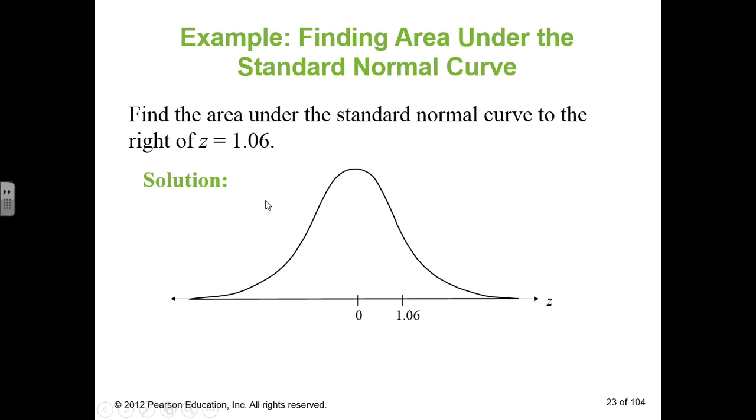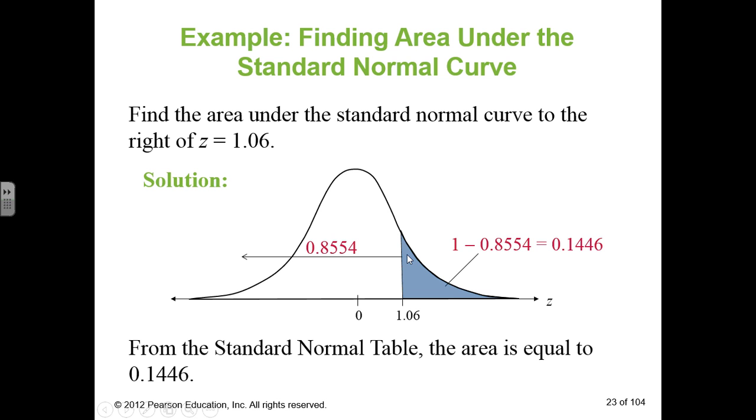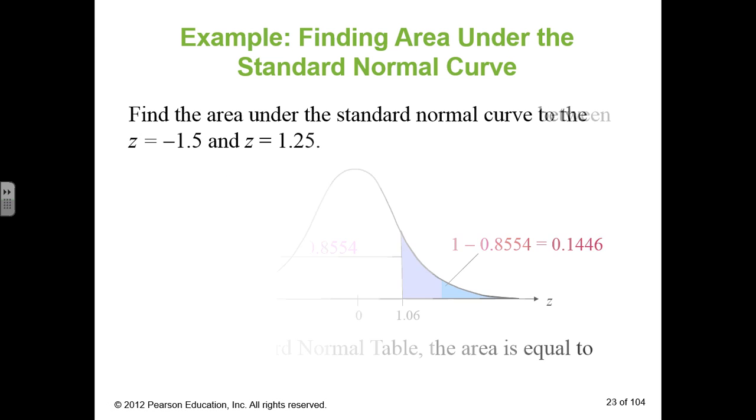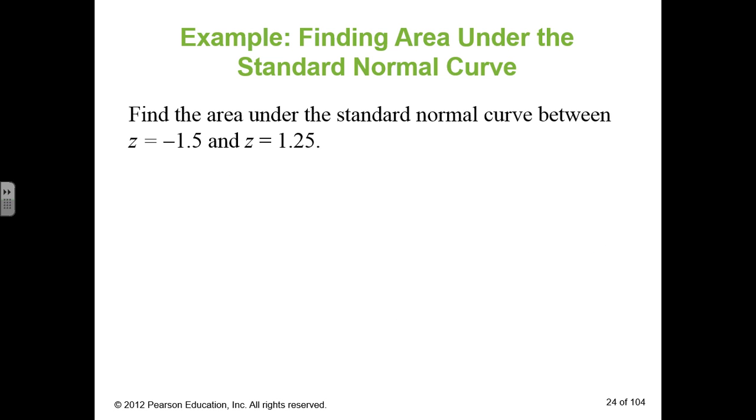Let's find the area shaded to the right of 1.06. So when we shade it, area to the right is there. We look up 1.0 in the first column, then we look for 0.06 along the top, and we find that the area here in the white is 0.8554. What we're looking for is this area in the blue. So this area in the blue is 1 minus 0.8554, or 0.1446.